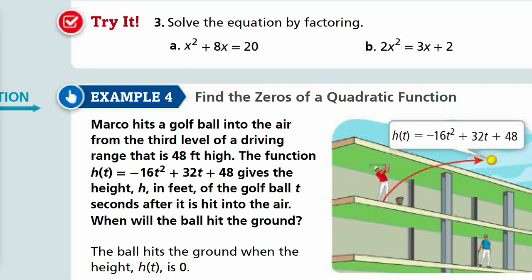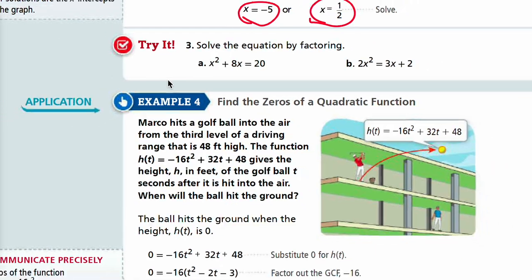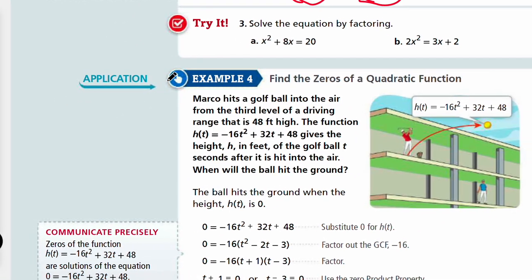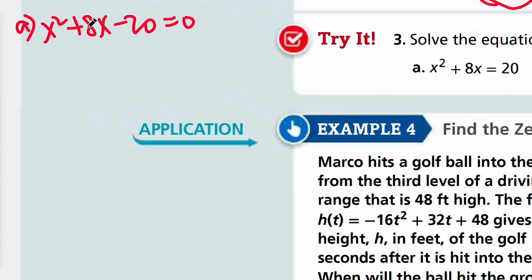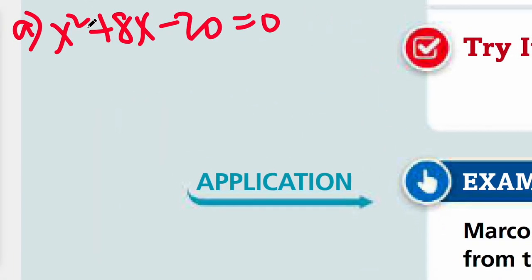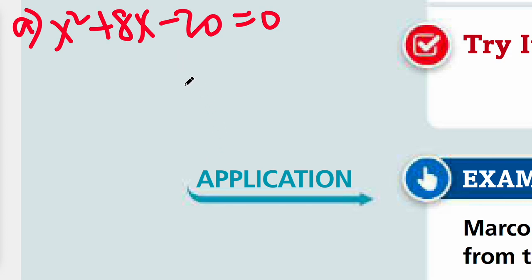Are you ready? Okay, so first of all, for part A, you would want to make them equal to 0 first, and then factor them out, right? So in part A, you have x squared plus 8x minus 20 equals 0. And then you want to factor this out. Factors of negative 20, that would add up to positive 8.